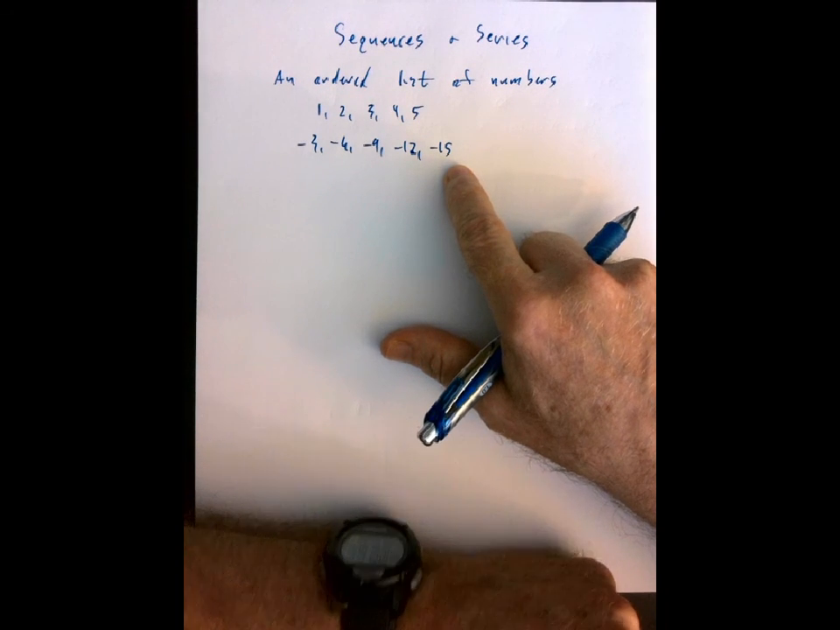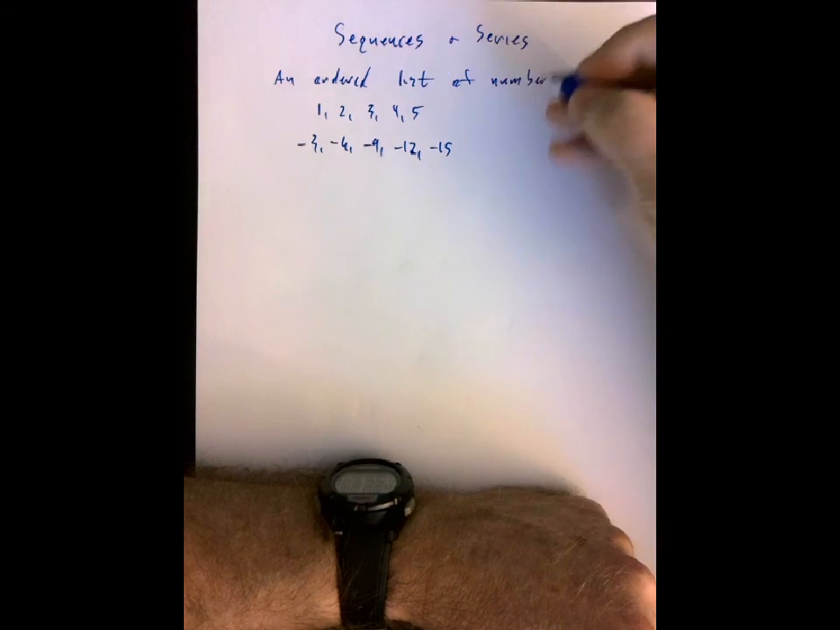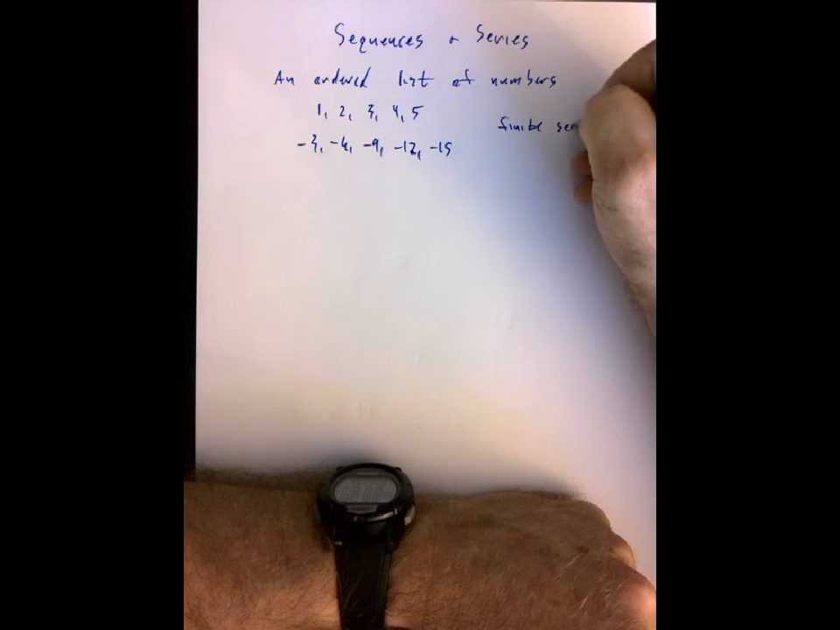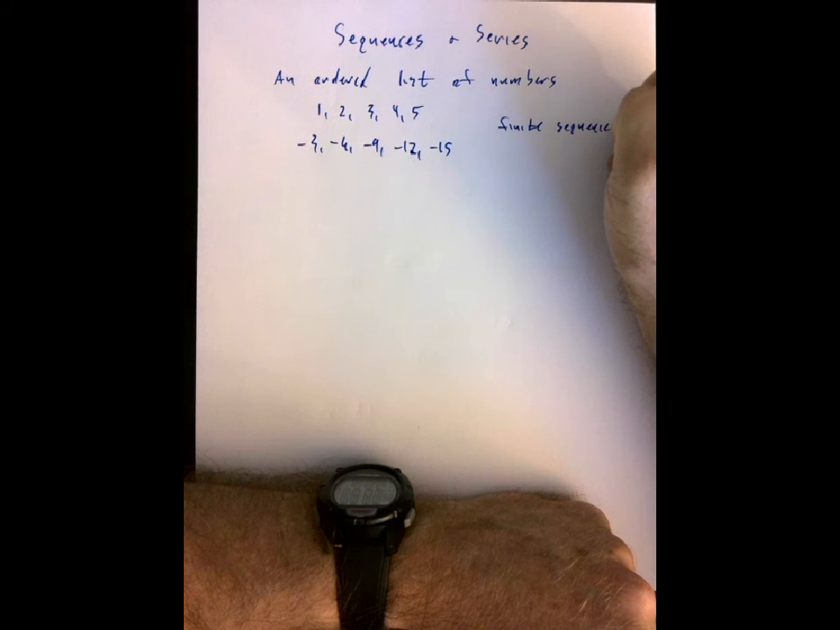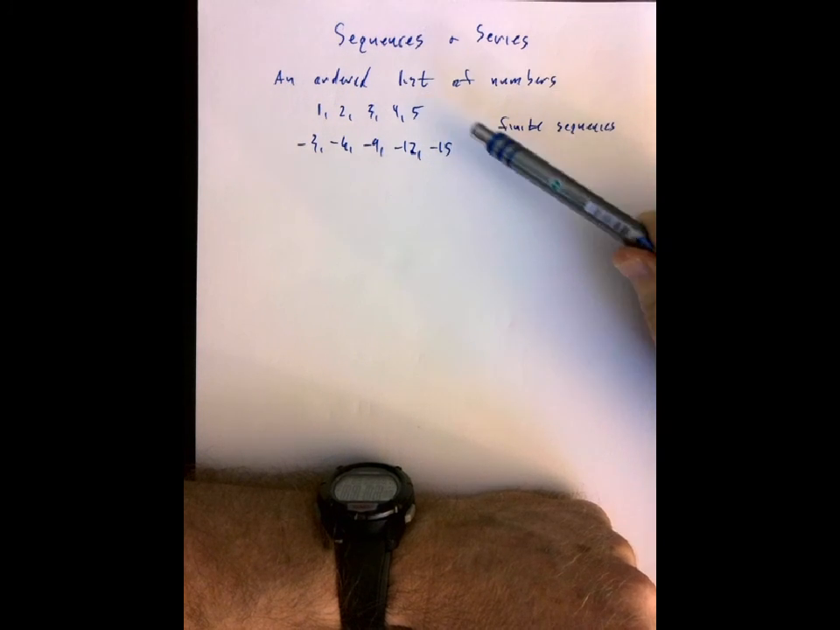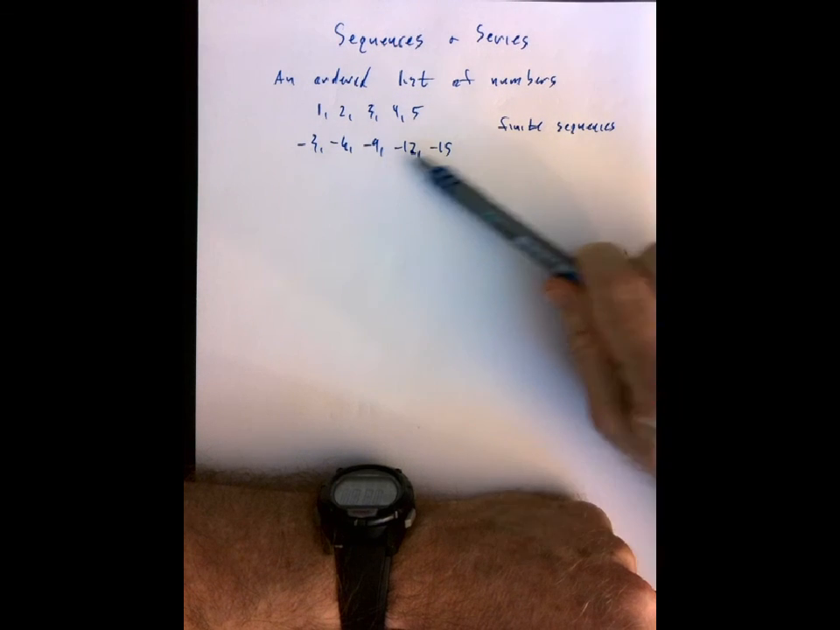Now, specifically, we would call these finite sequences because they have a certain discrete number of terms. This one's got 5 terms. This one's also got 1, 2, 3, 4, 5 terms.